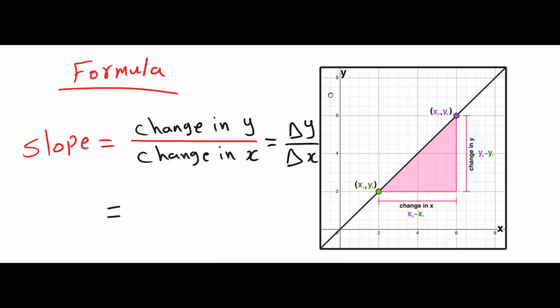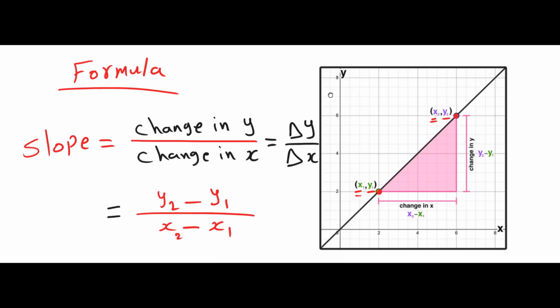How can we calculate it? Change in y, you do minus between y and y. What about change in x? Minus between x and x. For example, here, let's imagine this point's coordinates are x1, y1, and this point's coordinates are x2, y2. Then the change in y will be y2 minus y1, over x and x. Here you write x2 minus x1.